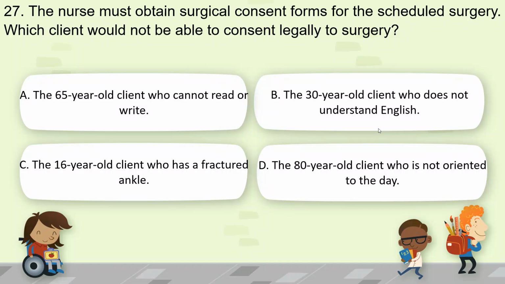27. The nurse must obtain surgical consent forms for the scheduled surgery. Which client would not be able to consent legally for surgery? A 65-year-old client who cannot read or write, a 30-year-old client who does not understand English, a 16-year-old client who has a fractured ankle, or an 80-year-old client who is not oriented to the day. Of course, we know that a 65-year-old client who cannot read or write can place a mark or an X mark on the form and is legally able to sign a surgical permit as long as the client understands the benefits, including the alternatives and all potential complications of surgery.